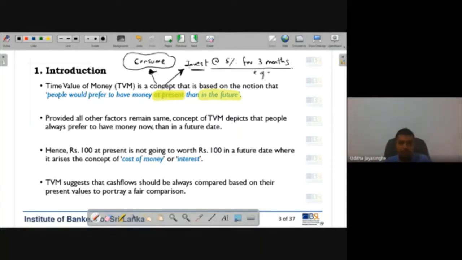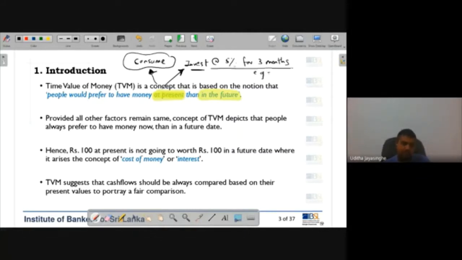From the point of view of investing, you're obviously going to lose some money. Isn't that so? Why? If you have that right now, you can put it in a bank, in an FD, in a savings account, in a treasury bill or a bond, anything. You can get a return. So if you get it at a future date, you're going to miss that return. So that's the simplest argument of the time value of money.